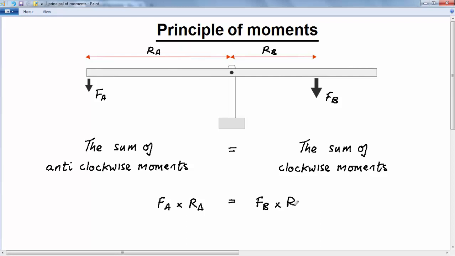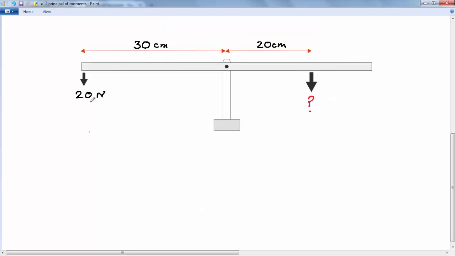times Rb. So let's just apply this to a simple and typical problem that might come up as an exam question. Okay, so you've got a beam that's balanced, you've got a 20 Newton force acting at a distance of 30 centimeters from the pivot, and you've got some other force acting at a distance of 20 centimeters from the pivot, and to make this beam balanced you've got to find out what that force is.